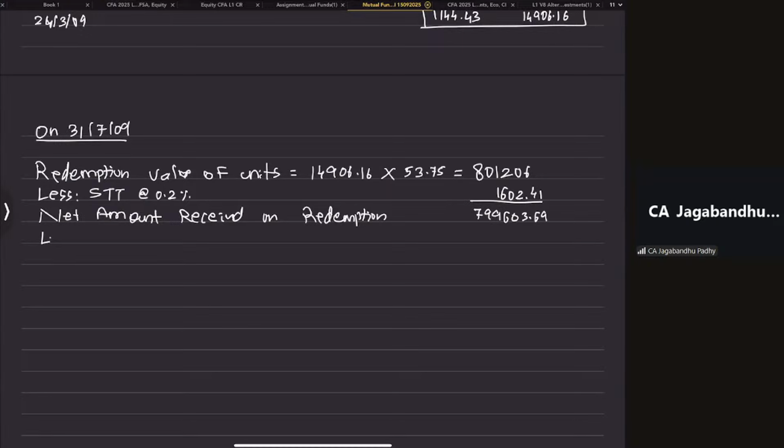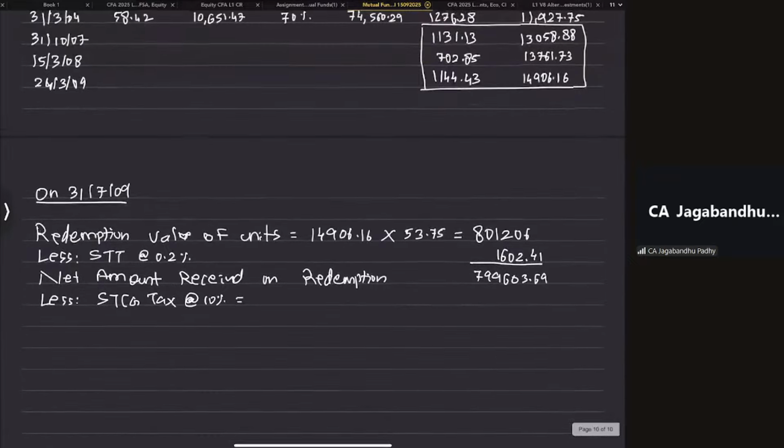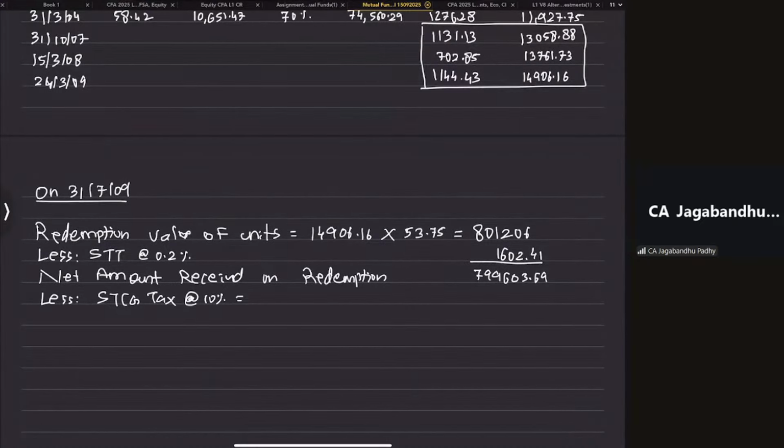So less STCG, short-term capital gain tax. The short-term capital gain tax is going to be at the rate of 10%. Now, short-term capital gain is something that I have to pay for the units which I have got within a year. Since we are redeeming on 31st of July 2009, any unit that we would have received from 31st of July 2008 till now, on those units only we are going to pay the short-term capital gain tax.